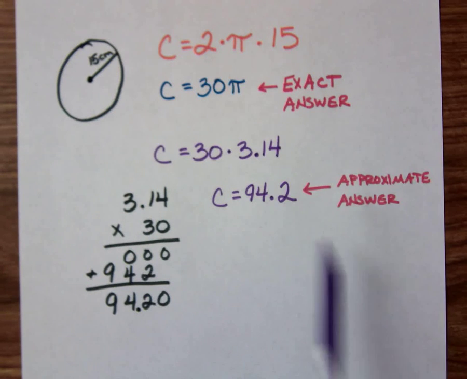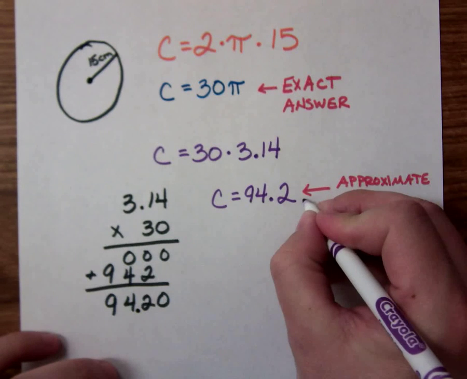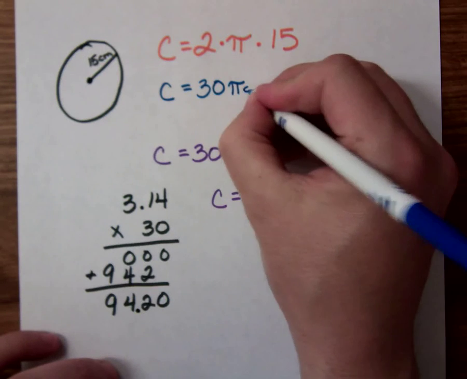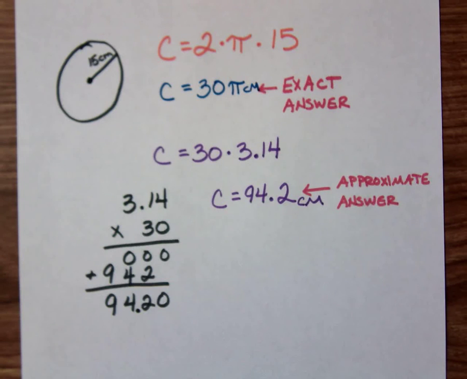And to your average person, the approximate answer is much better. If I tell you 94.2, you know how big that is. You're like, oh, it's a little bit more than 94. If I tell you 30 pi, that's not as easy to wrap your head around. Like, what is 30 pi? Is that a lot? So the exact answer is really good when you have to be precise, and the approximate answer is really good when you have to speak to a human. In both cases, we would put the unit on there, centimeters, both for the exact and approximate answers.